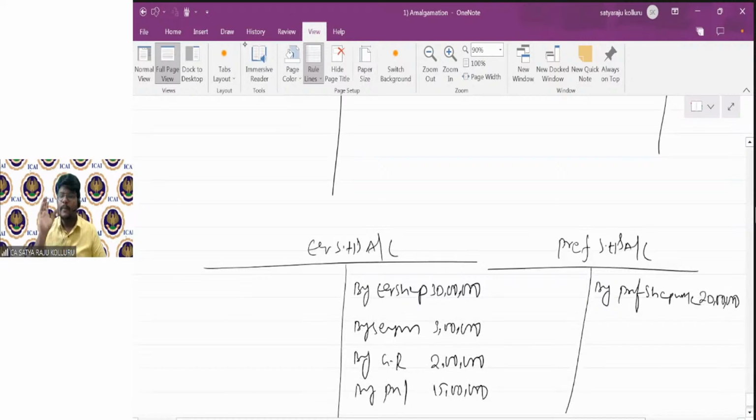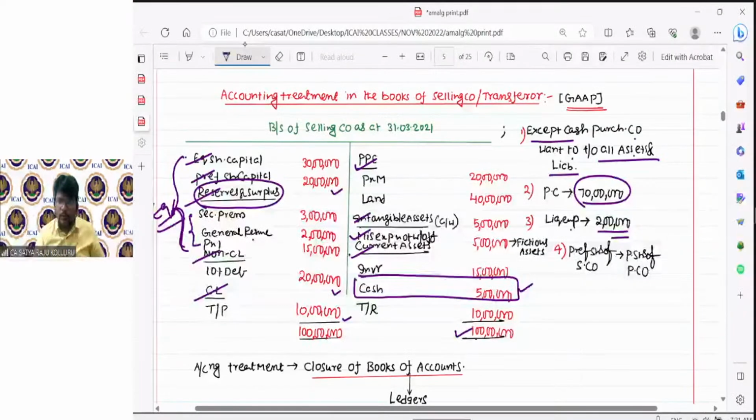Next, the shareholders' contribution amount belonging to the preference shareholders, I'll simply transfer to the preference shareholders account. Amount related to the equity shareholders, I will transfer to the equity shareholders account. And one more important point I need to mention here. Sir, this miscellaneous expenditure not written off, is it a real asset? It is a fictitious asset, right? The purchasing company is ready to take over only real assets, not the fictitious asset. This miscellaneous expenditure not written off also belongs to equity shareholders only. It forms part of equity only.